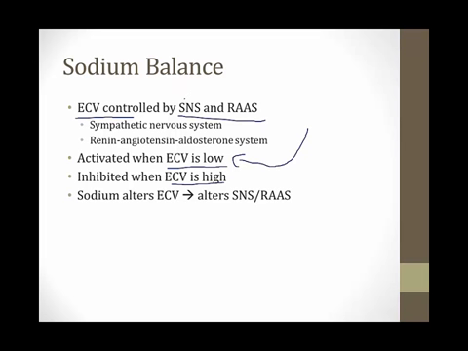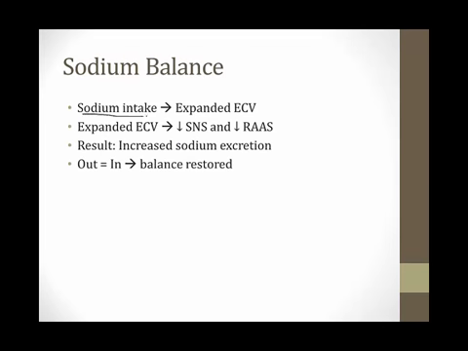So anytime the ECV becomes low, these two systems are activated, and sodium can alter these systems because sodium can alter the ECV, and therefore it can modify the sympathetic nervous system and the RAS system. As we saw two slides ago, when you take in sodium, you expand the ECV. This expanded ECV decreases the activity of the sympathetic nervous system and the RAS system. This in turn will lead to increased sodium excretion and restore balance by making sure that the amount of sodium going out of the kidneys matches the amount coming in.